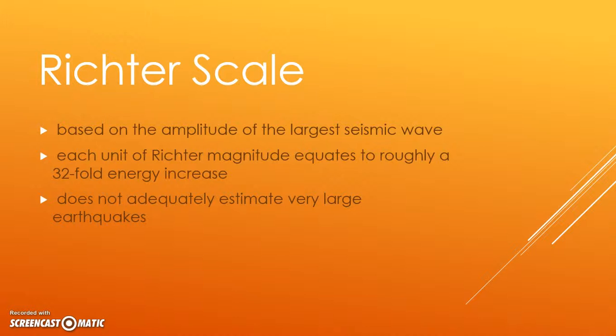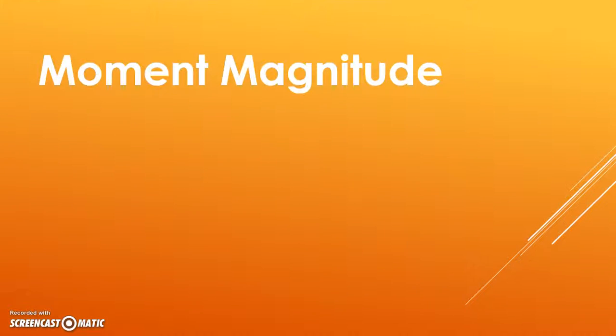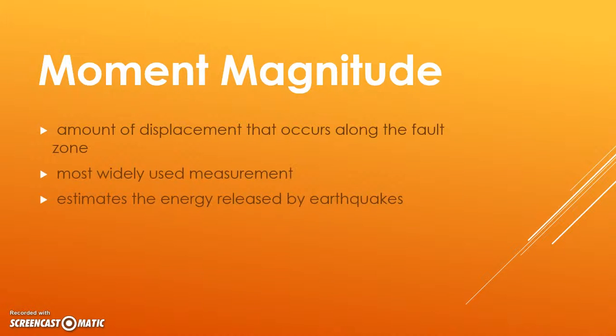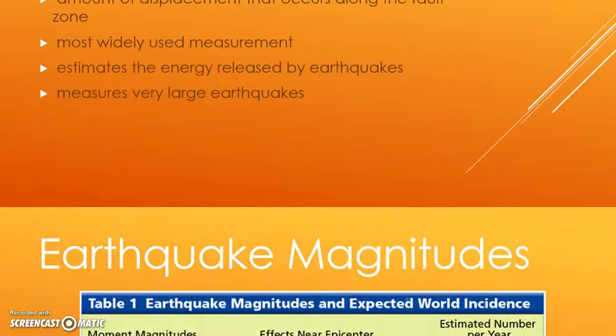The bad thing is that the Richter scale does not adequately estimate really big earthquakes. However, moment magnitude, or intensity, does. That is the amount of displacement that occurs along a fault zone. So this is much more accurate, and this is much more widely used, and it estimates your energy released. This does measure very large earthquakes.